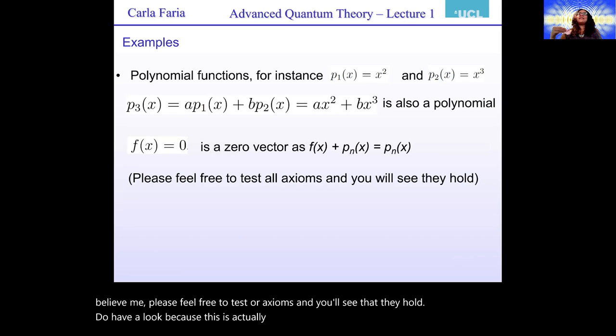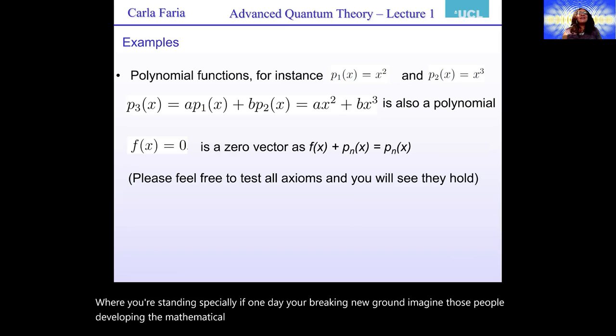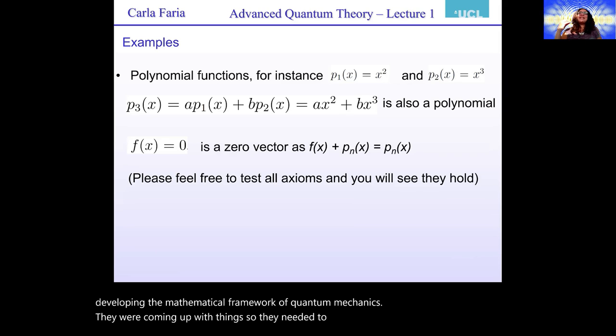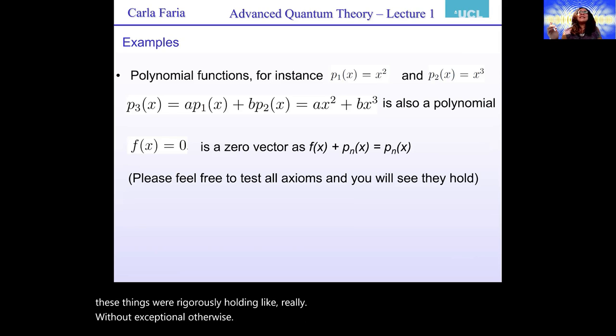This looks trivial, but it's good to know where you're standing, especially if one day you're breaking new ground. Imagine those people developing the mathematical framework of quantum mechanics. They were coming up with things. So they needed to have axioms, and they needed to see that these things were rigorously holding, really without exception. Otherwise, the framework wouldn't make any sense.